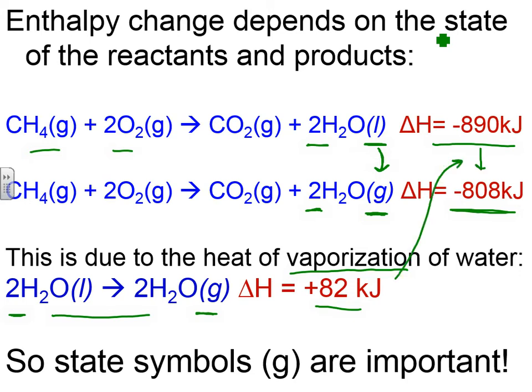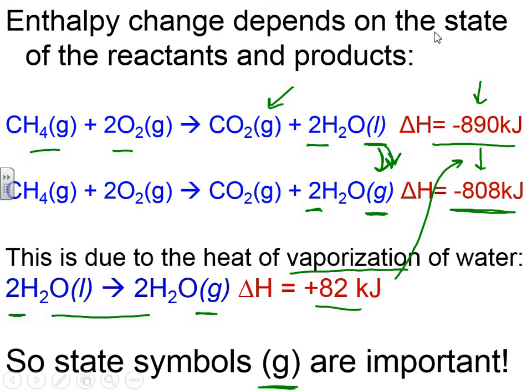So you have to put in 82 kilojoules, and so in this case, if you form liquid water, you release 890, but if you form water gas, you release 808, because 82 of that had to boil the water, if that makes sense. So you have to watch for your state symbols. So watch out anytime you have a reaction. If, for example, CO2 were a solid, it's possible, then that would be a different number, and so forth.